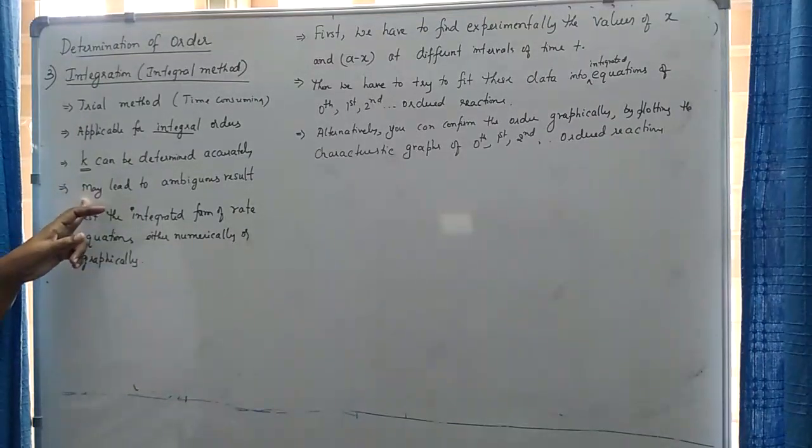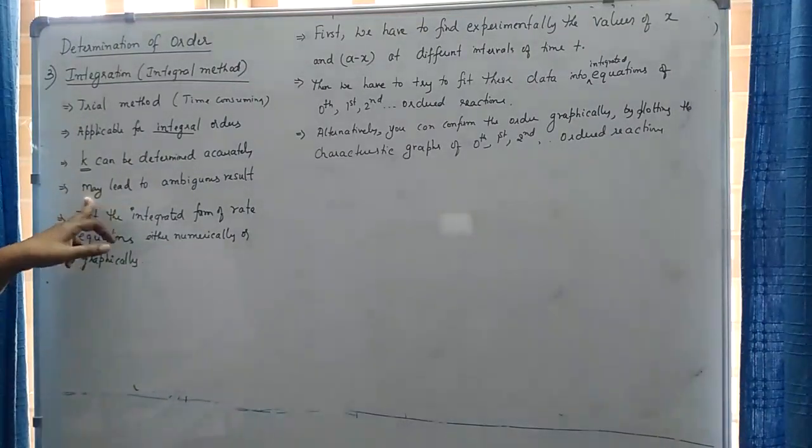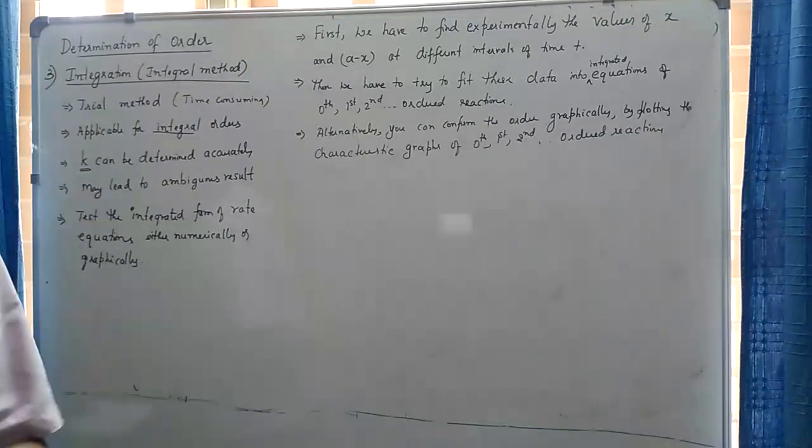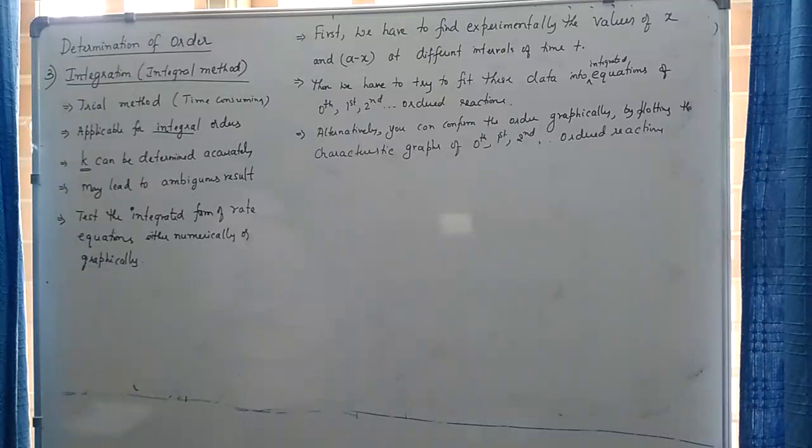One more feature of this method, which is actually a disadvantage, is that sometimes it may lead to an ambiguous result. It may put some doubt into our mind. For example, if the order of a reaction is 1.85 or 1.9, which is almost equal to the integer 2, strictly speaking, a differential method would have given the order as 1.8.